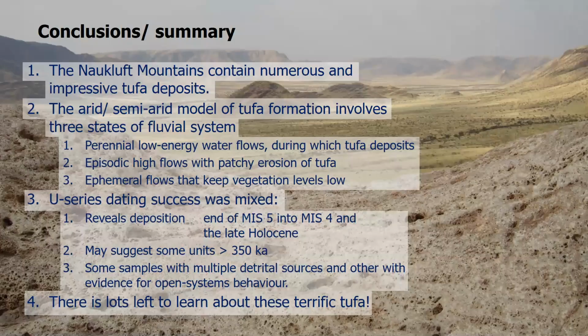So in conclusion, the Naukluft Mountains, I hope I've convinced you, contain numerous and impressive tufa deposits. The arid and semi-arid model of tufa formation involves 3 states of our fluvial system. Uranium series dating, mixed success. Some believable stage 5 into stage 4 and some believable Holocene ages. Perhaps much of this is just way older than we can constrain. And some samples, lots of detrital sources, perhaps other evidence for open system behaviour. And I'd say overall, there is a lot left to learn about these terrific tufa.